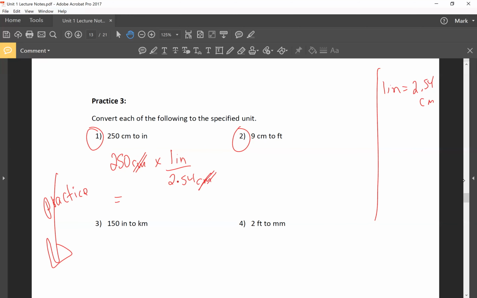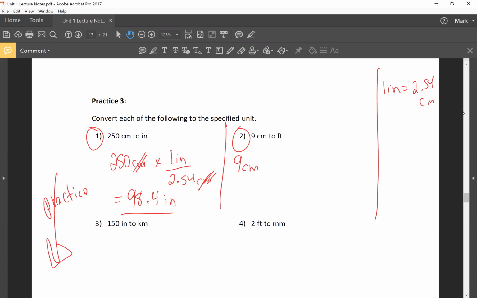So I get 98.4. I'm just going to put 1 decimal place. This is an approximate conversion anyways, 98.4 inches. Yep, thank you. I appreciate you doing that, or any student, because if you get it right, I assume that we both got it right. The problem is if we get different answers, one of us is wrong, and it's probably going to be me.